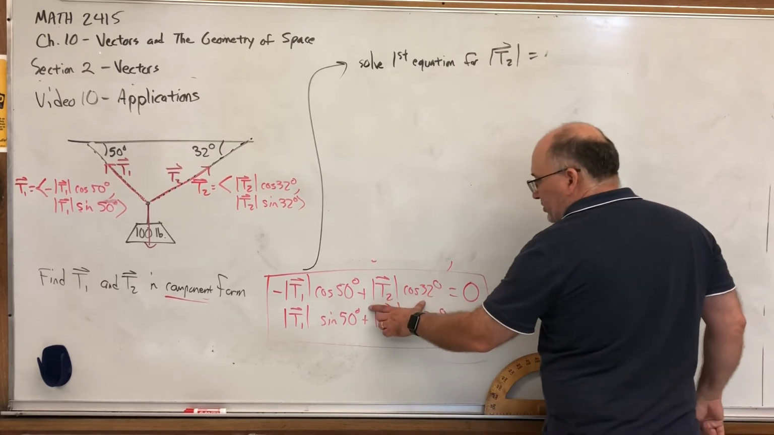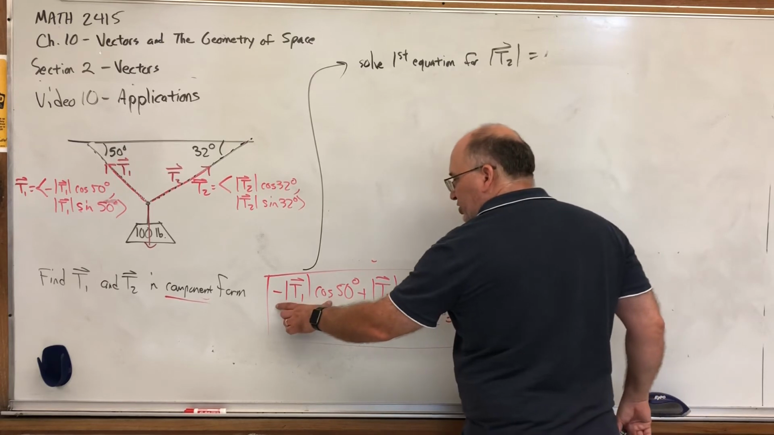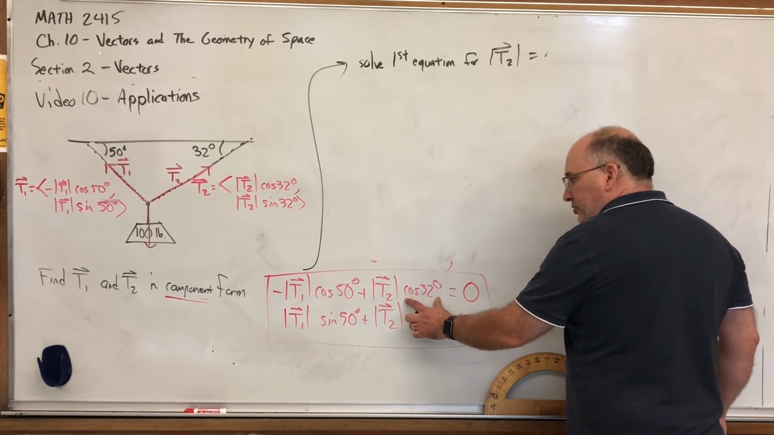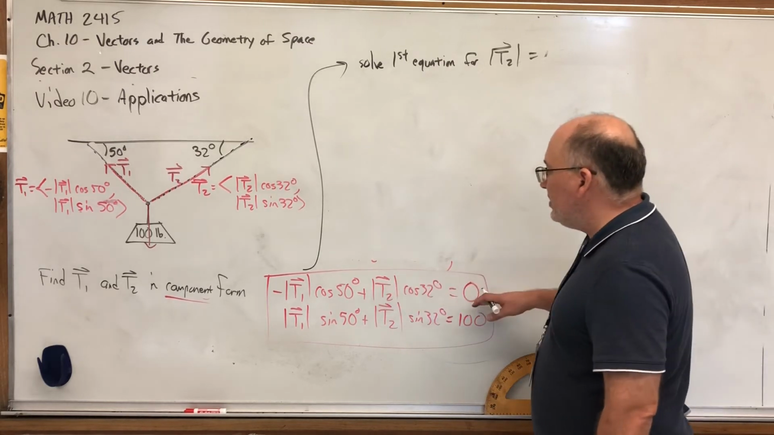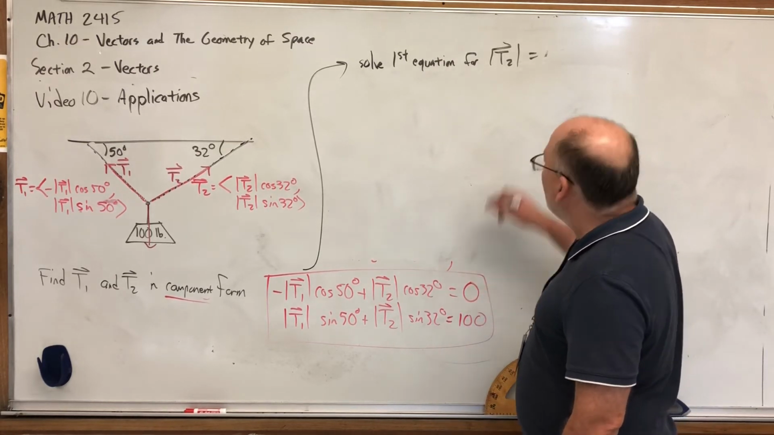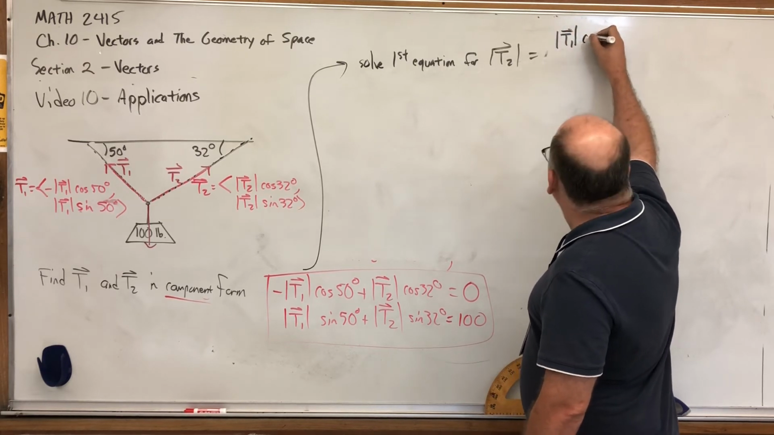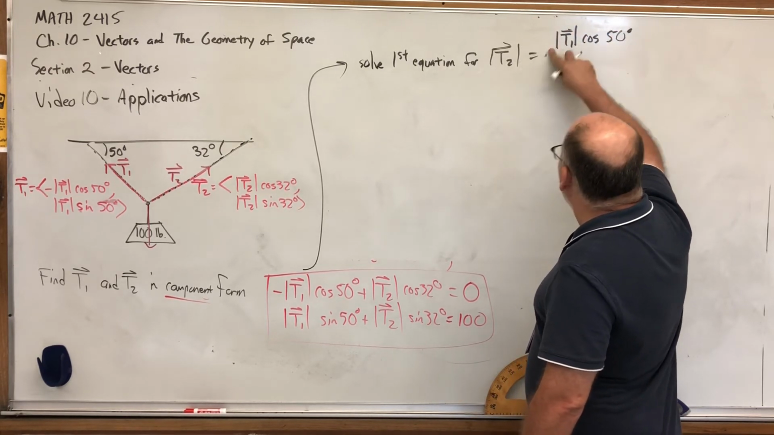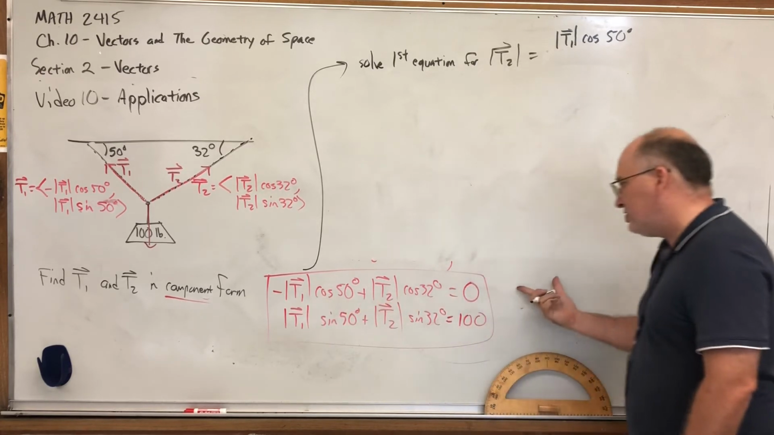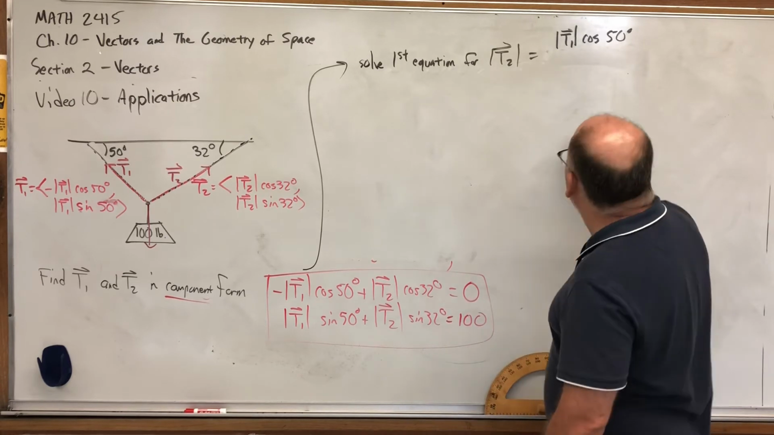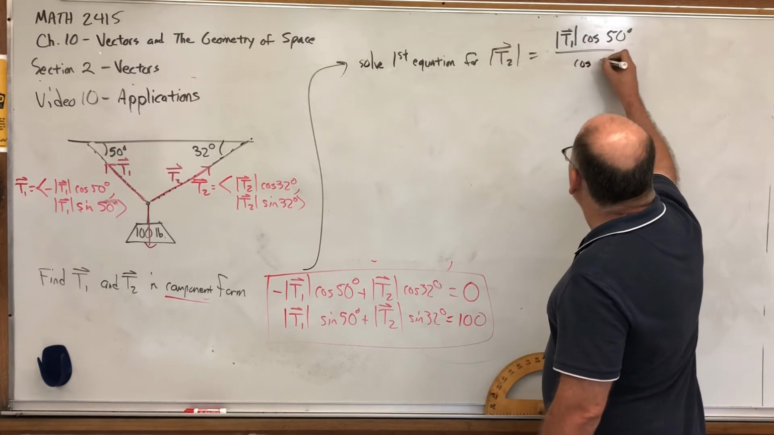To solve for magnitude of T2, we would just have to move this term over, which would make it positive, and then divide by cosine of 32 degrees. So solving this equation for magnitude of T2 would give us magnitude of T1 times cosine of 50 degrees, and at that point it would be positive because we would add it to the other side, and then divide by this coefficient of the magnitude of T2, divide by cosine of 32 degrees.